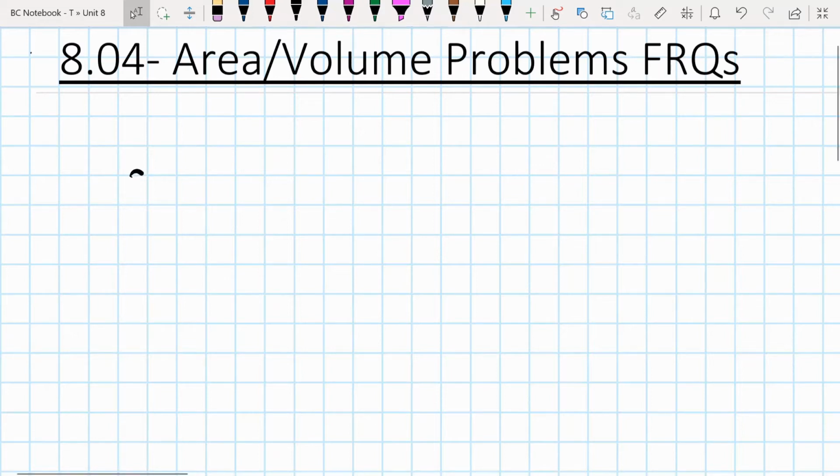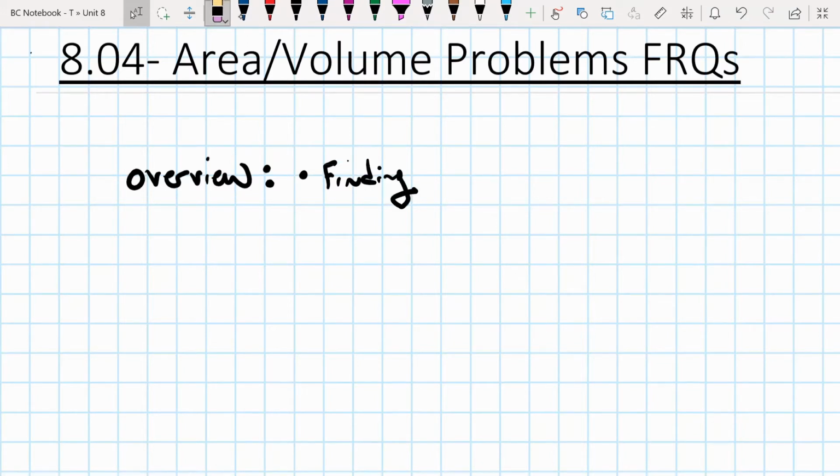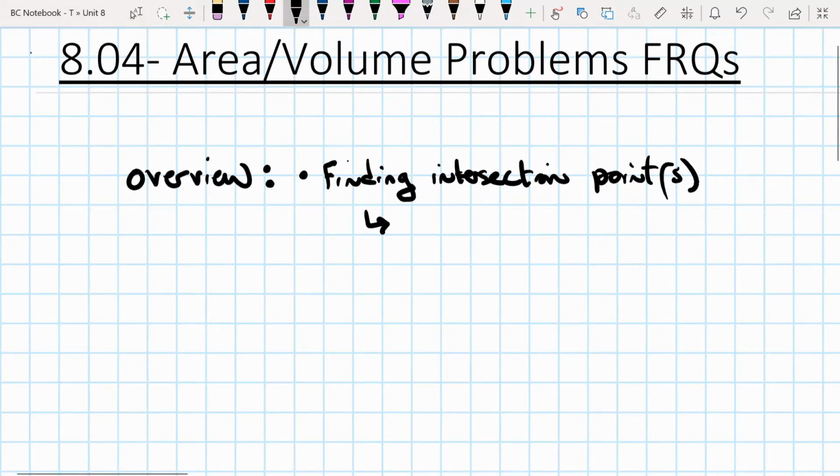So let's start with an overview about the types of questions you're going to see with these types of FRQs. Typically the same kind of questions are asked for each of these types of FRQs, and usually you're going to have to do the following. So a common question is finding the intersection point or points of two functions. And these are typically going to be the limits of integration.